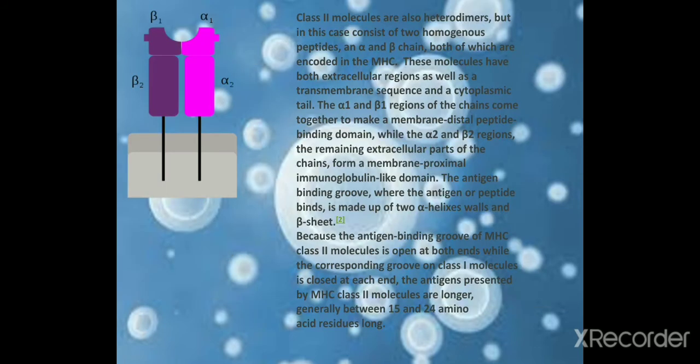Now let us talk about the structure of MHC class 2. This is the structure of MHC class 2. It is a heterodimer with alpha and beta peptide chains, with domains alpha 1 and alpha 2, beta 1 and beta 2 peptide chains. Because the antigen binding groove of the MHC class 2 molecule is open at both ends, while the corresponding groove on class 1 molecules is closed at each end, the antigens presented by class 2 molecules are longer, generally between 15 and 24 amino acid residues long.